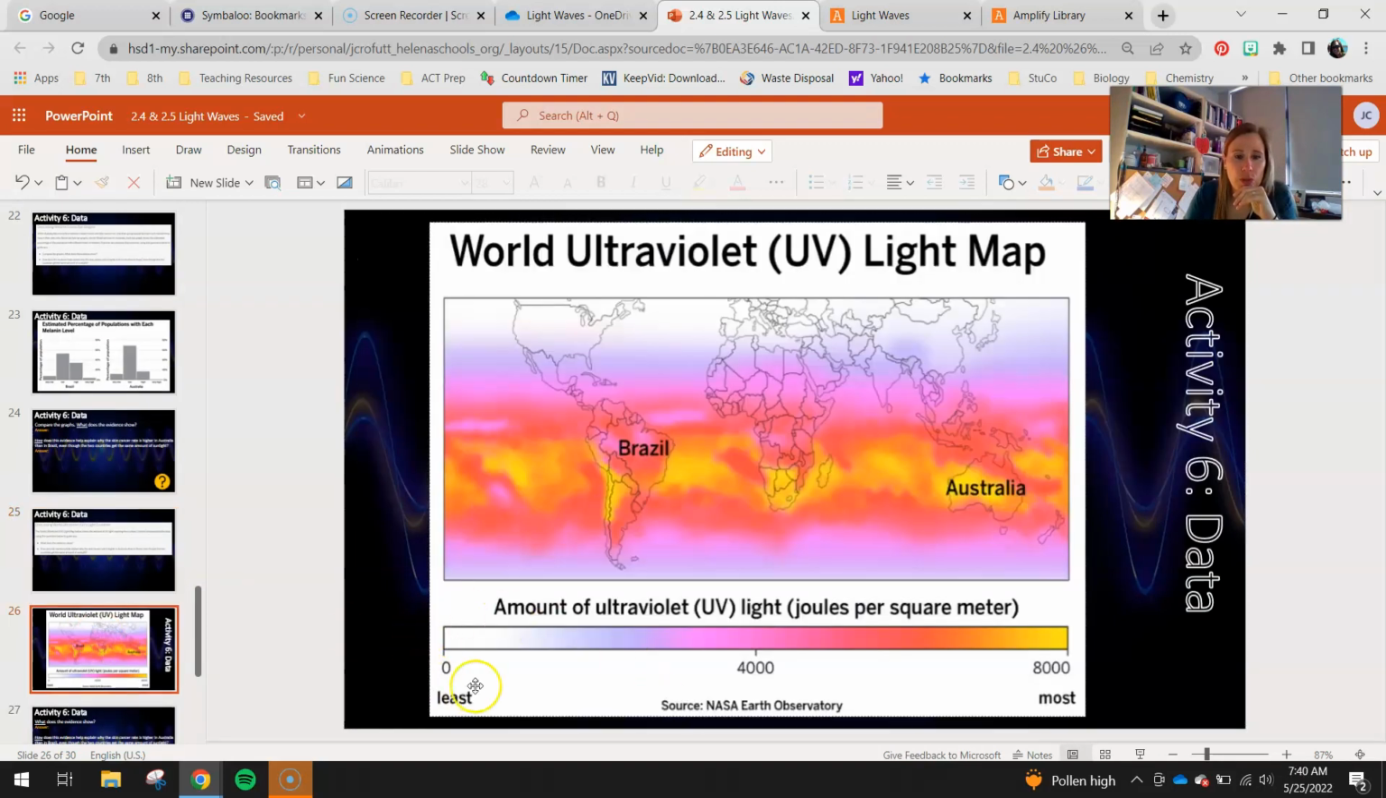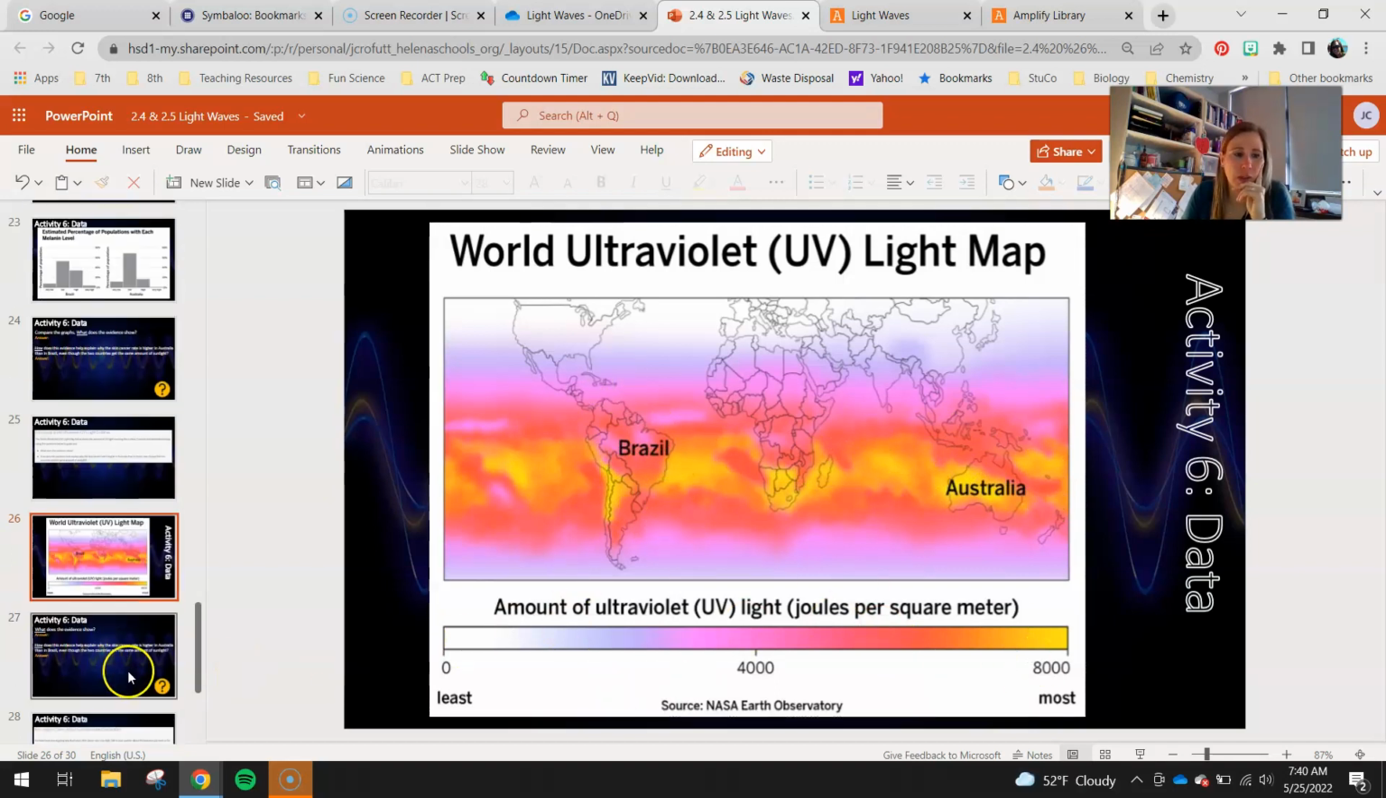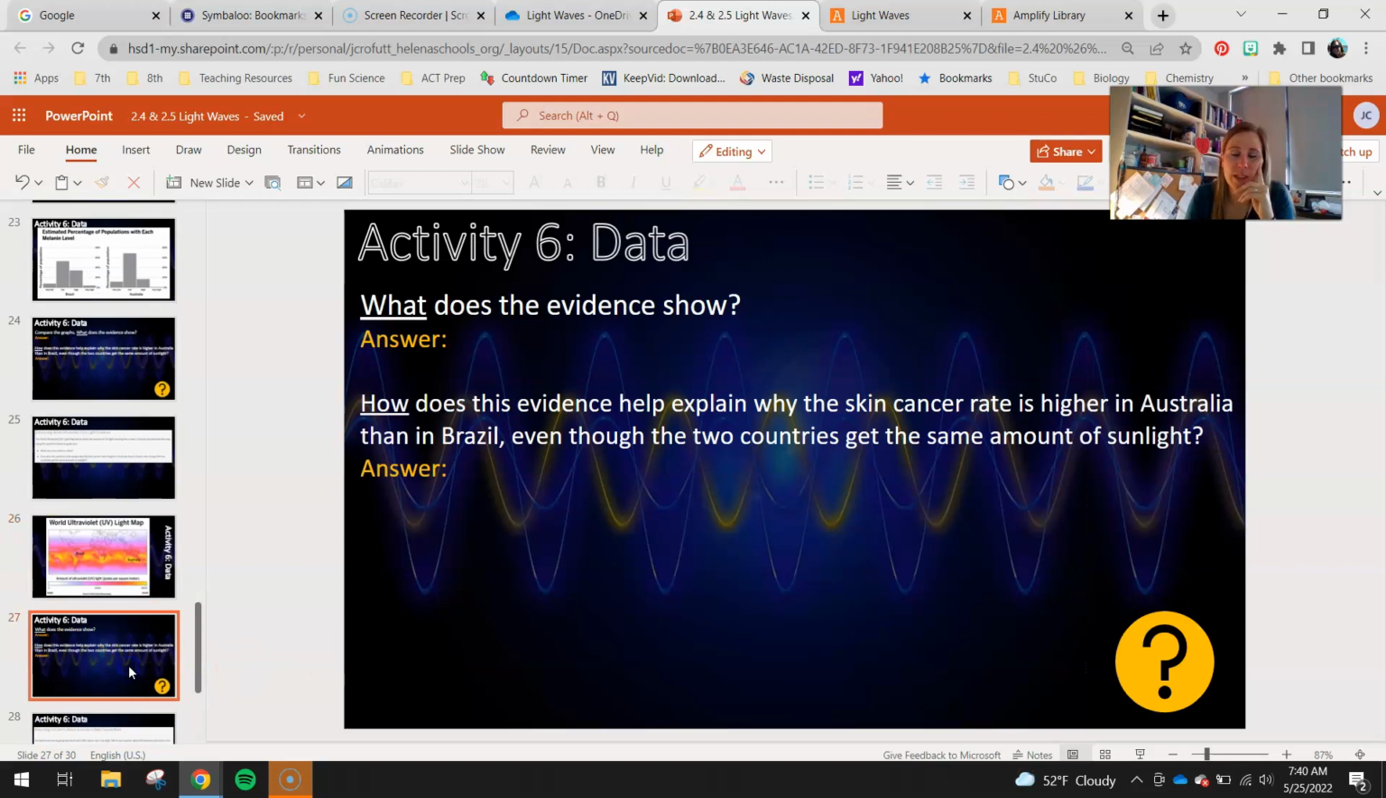So here's your world UV map, and then you guys can see where we get the least and the most. Here's Brazil. Okay, here's Australia. Okay, so kind of look at those colors. Tell me what those colors mean for the amount of UV, and then answer this question. What does the evidence show? How does this evidence help explain why the skin cancer rate is higher in Australia than in Brazil, even though they get the same amount of sunlight? So even though they get the same amount of sunlight, do they get the same amount of UV rays? And that's kind of what we're going to explore next.